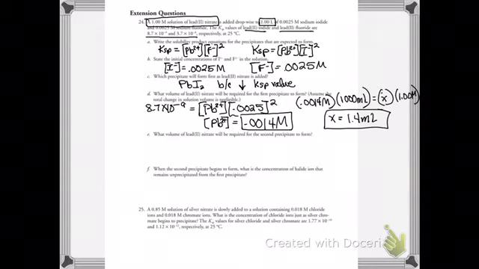Okay, part E. What volume of lead 2 nitrate will be required for the second precipitate to form? All right, so we need the Ksp for the lead fluoride. That's the compound that's going to form second. So I'm going to take the Ksp of 3.7 times 10 to the negative 8. We don't know how much lead has to be added, right? So this is our unknown. But the initial concentration of the fluoride ion is 0.0025, and just make sure you square it.